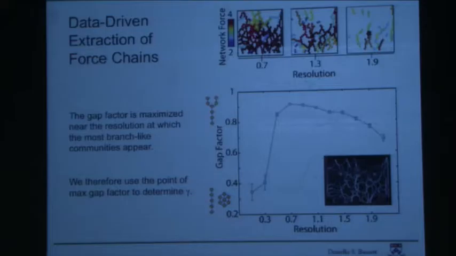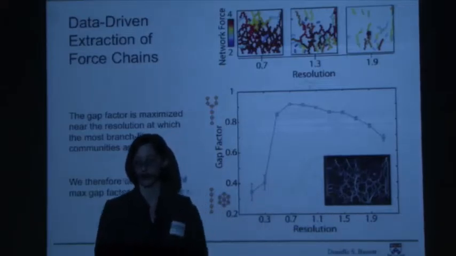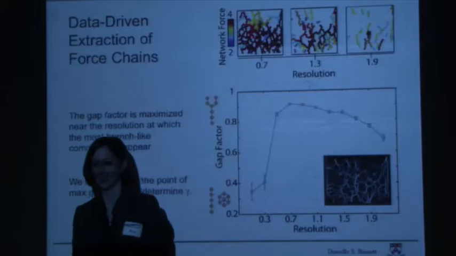What are you resolving? I mean, the distance between particles? We are resolving the size of the force chain. What is the size scale in the system? You can think of it as a size scale that is most representative of this branching structure. The size scale can be identified as the maximum of this shape curve.